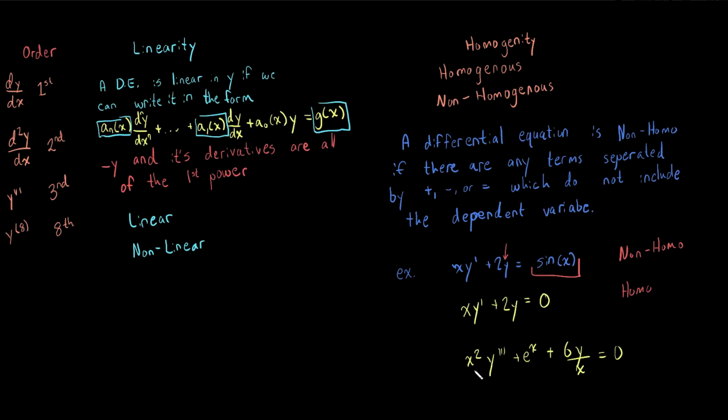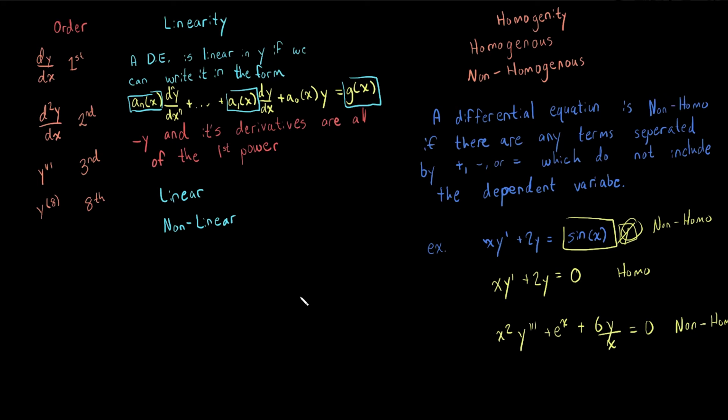Our third example here, we have x squared times y triple prime plus e to the x plus 6 over x times y is equal to 0. You'll notice that we have another additive term here, this term right here, and it doesn't include any dependent variables of y or its derivatives. So since it's additive and it's separated by a plus, or minus, or an equal, in this case a plus, we can indeed conclude that this is a non-homogeneous differential equation.